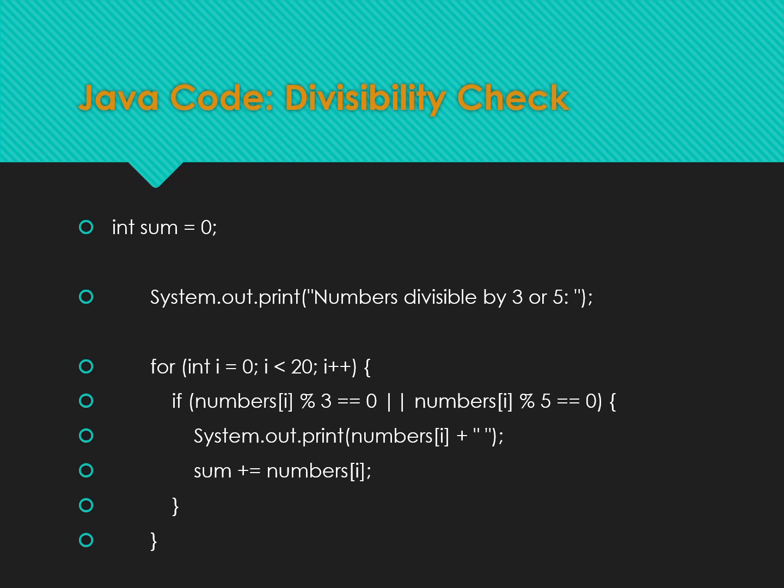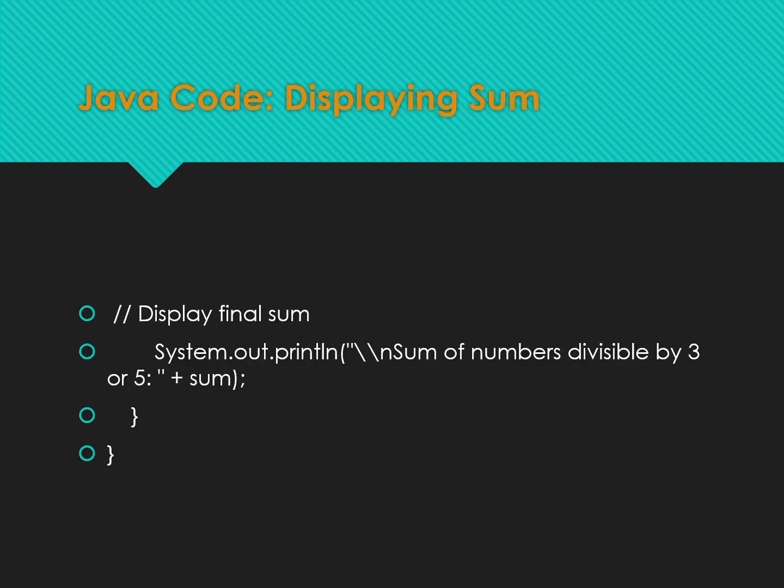For each number, we use the modulus operator % to check if the number is divisible by 3 or 5. If either condition is true, the number is printed on the screen, and we add it to sum using sum += numbers[i]. This way, we keep track of all qualifying numbers and build the total sum simultaneously. After checking all the numbers, we print the final result, the sum of all numbers divisible by 3 or 5. This marks the completion of our logic.